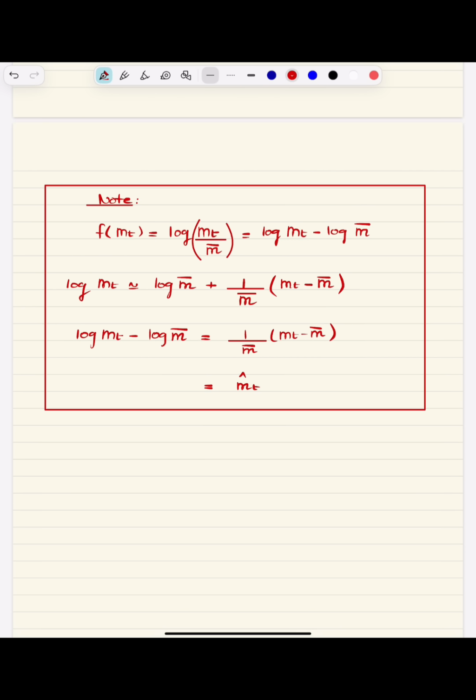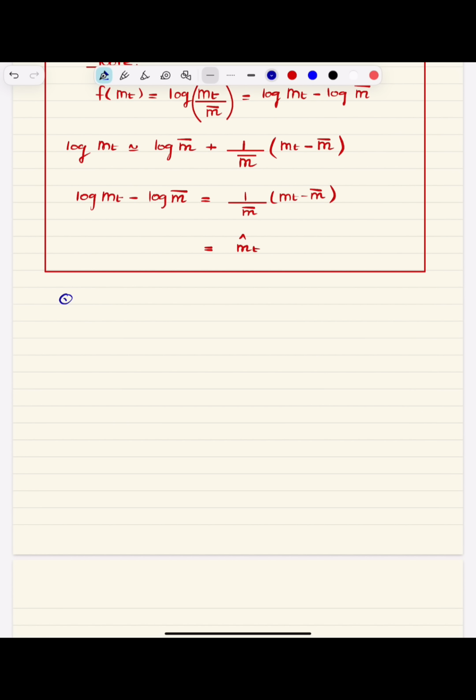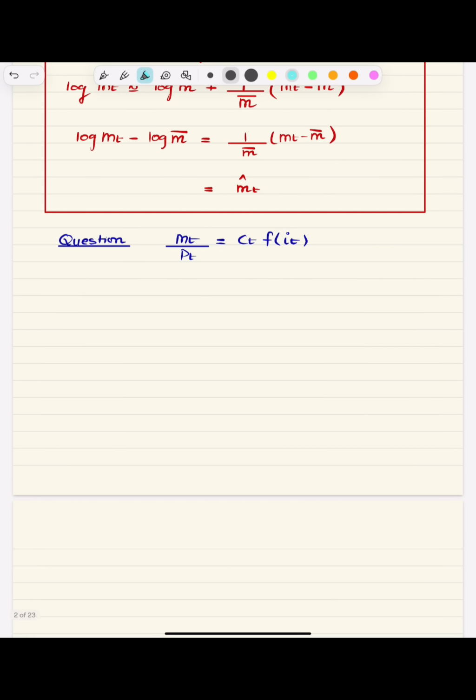Okay, so let's do a question. Suppose you get a question which is asking you to linearize this function: m_t over p_t equals c_t, where c_t is consumption, and some function of the interest rate. One way you can do this, let's call it method 1, is we take the logs on both sides. So we have log m_t minus log p_t, and we have log c_t plus a log of the function of the interest rate.